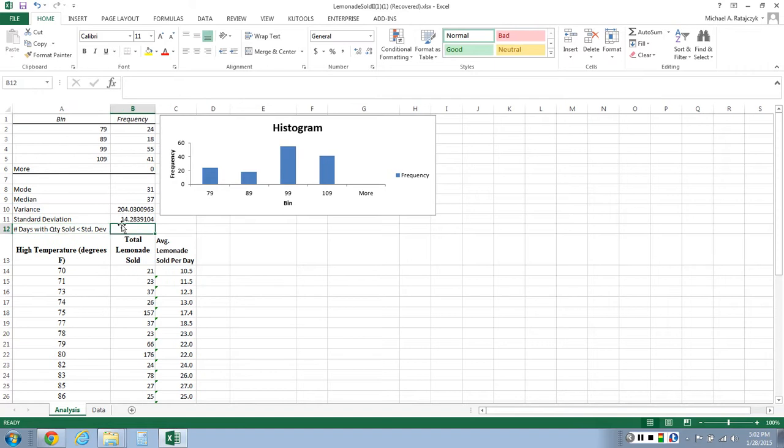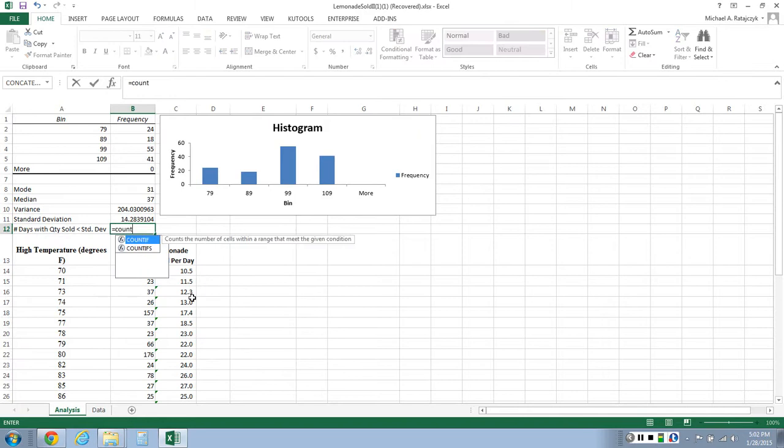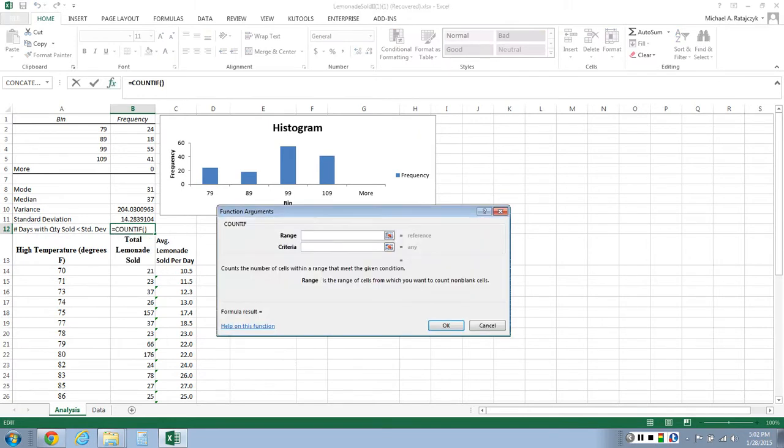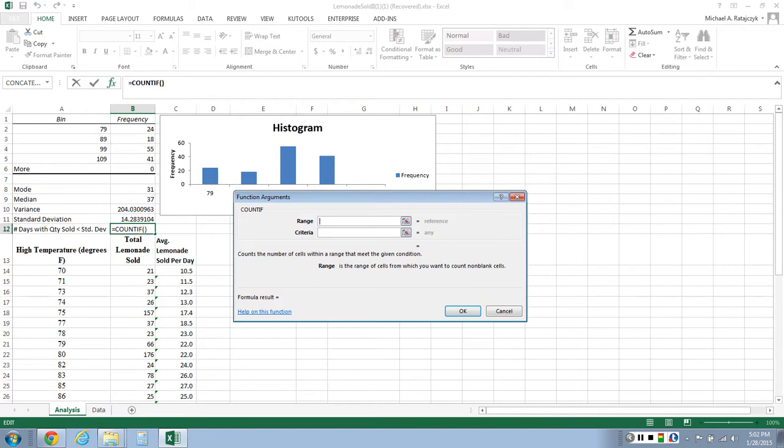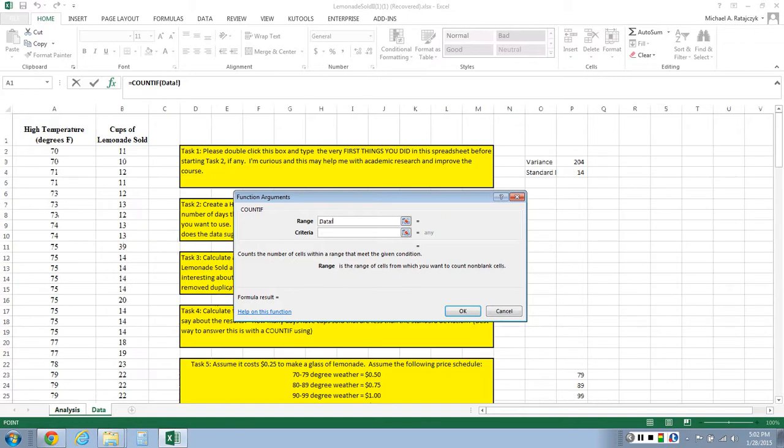Whenever you see number of something, that should give you a clue that it's a count. So we're going to do COUNTIF. I'll go to the wizard and explain it to you. Range, again, where do you want me to look? We are not looking at this from a summary perspective, so we have to go back to the data perspective.